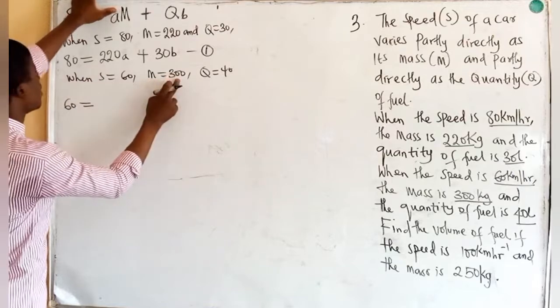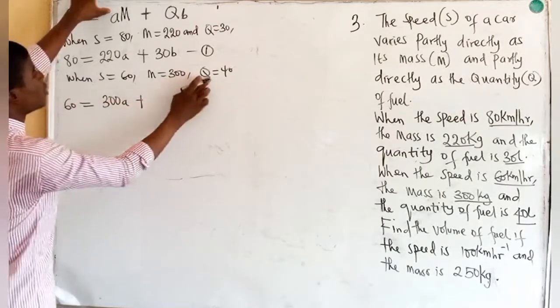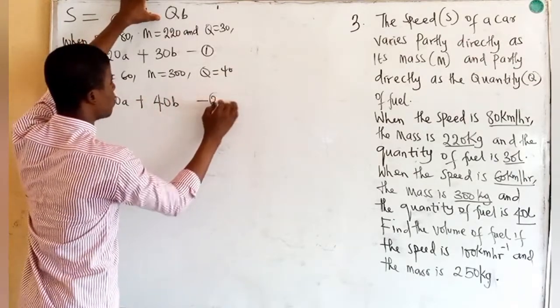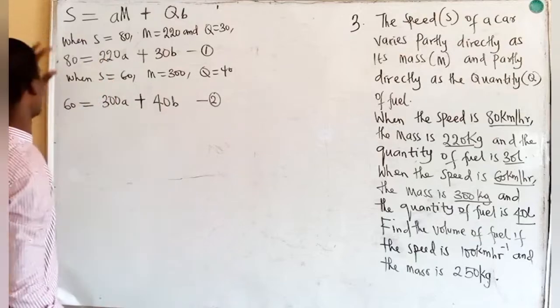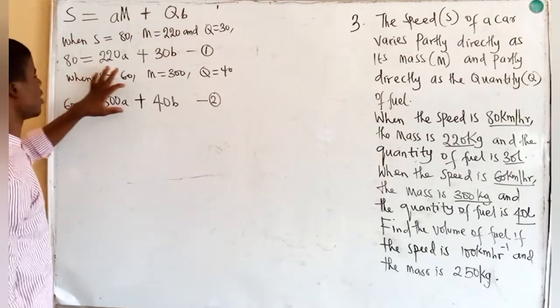M is 300. That's 300 times A. 300A plus Q is 40. That's 40B. Equation 2. All right, so these are the two equations that we have: 80 equals 220A plus 30B, and 60 equals 300A plus 40B.